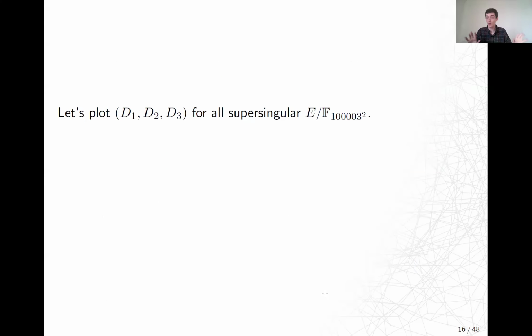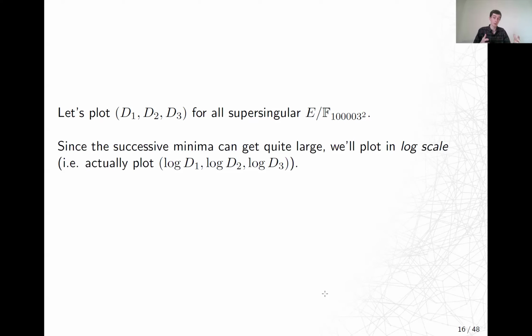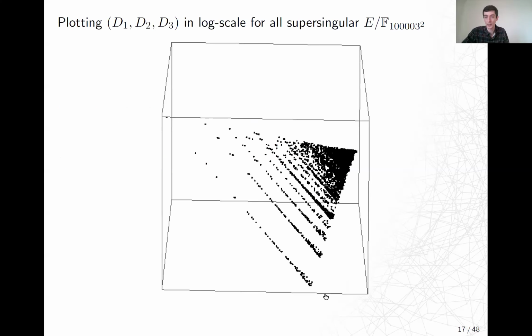We're going to do this for all supersingular elliptic curves over F_{100003 squared}. Now, because the successive minima can be sometimes very small and sometimes much larger by several orders of magnitude, we're actually going to plot these in a log scale. So the picture that I'm going to show is plotting log d1, log d2, and log d3. And this is the picture that we get. This point up in the top corner here is the point (4, 100003, 100004). But there are many other points all spread out through this space.